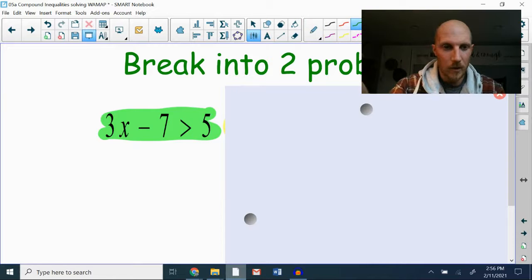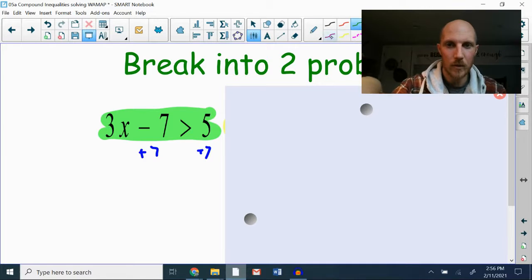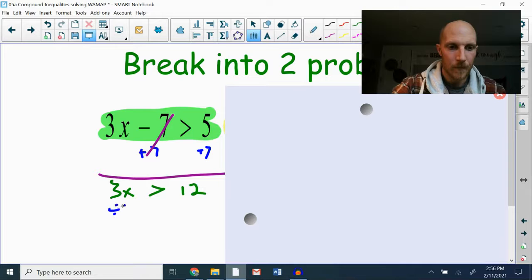And if you're awake right now, you probably recognize this is the same problem we just did in the do now. So just add 7 to both sides. These cancel. 3x is greater than 12. Divide by 3.